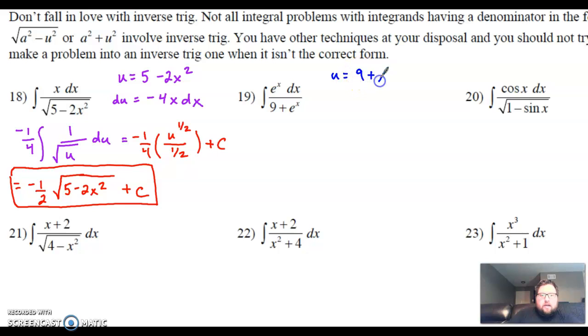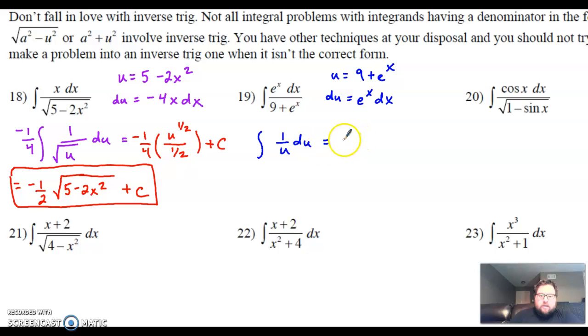U sub out that denominator. The reason you want to u sub out the denominator is because if we get a 1 over u, we know how to integrate that. So du is equal to e to the x dx. So we don't even have an extra constant this time. This literally turns into 1 over u du.